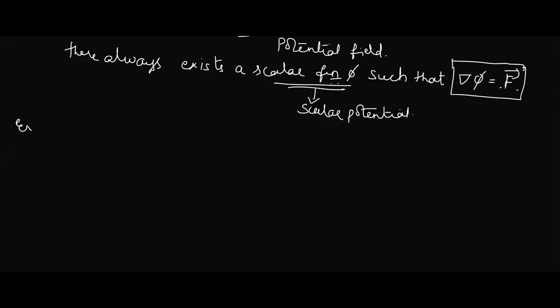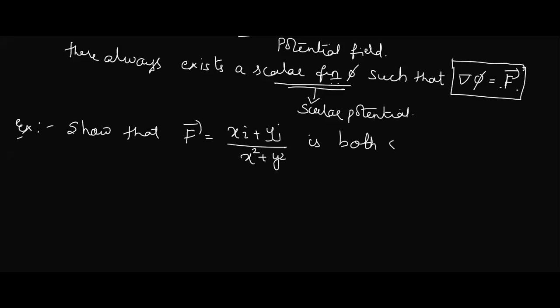Now I'll take an example. Show that f bar, which is equal to xi plus yj divided by x square plus y square, is both solenoidal and irrotational. There are some very few, rare examples where a vector field satisfies both. This is one of them.